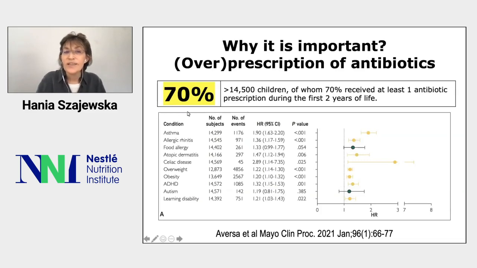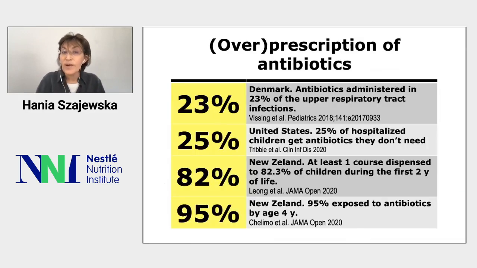A recent study from the United States, involving more than 14,000 participants, found that 70% of them received at least one antibiotic prescription during the first 2 years of life. And there are data from other parts of the world showing that this overprescription is an important issue. So if this is the only effect of adding 2FL and LNnT to infant formula, it's really something that is worth considering.